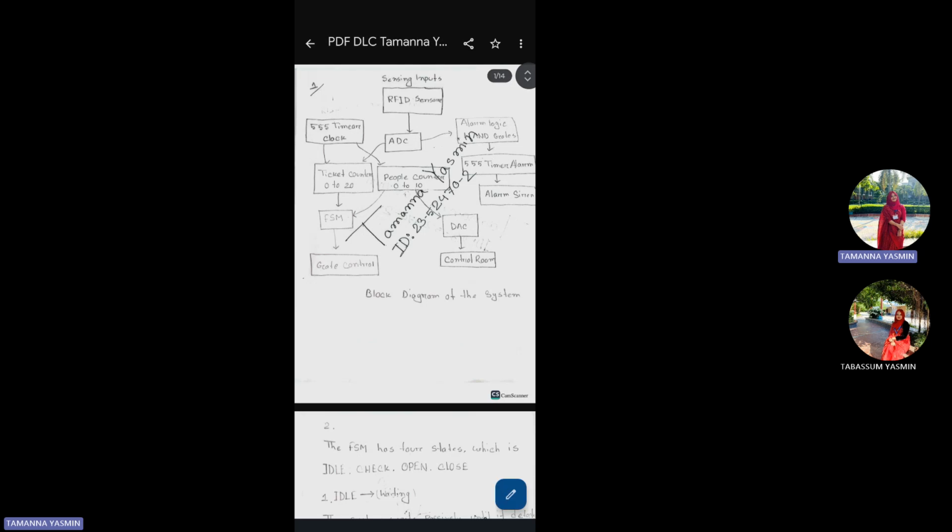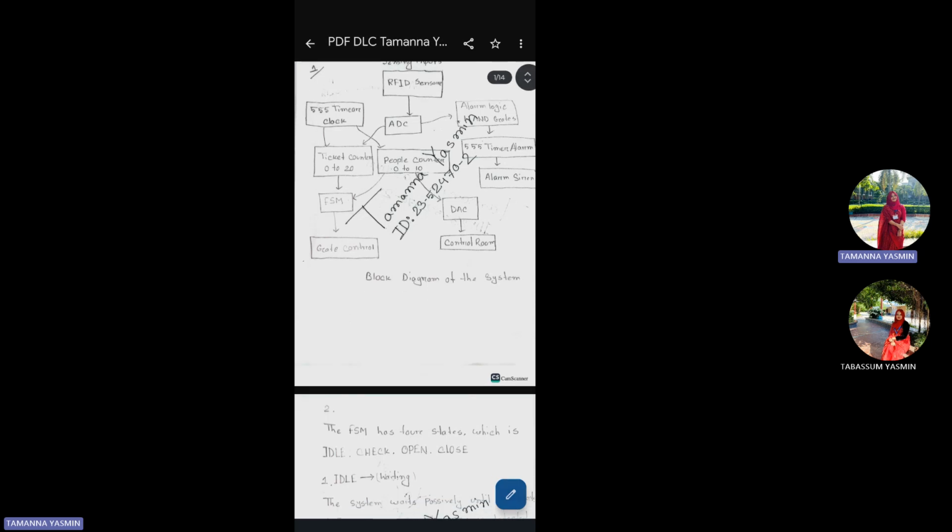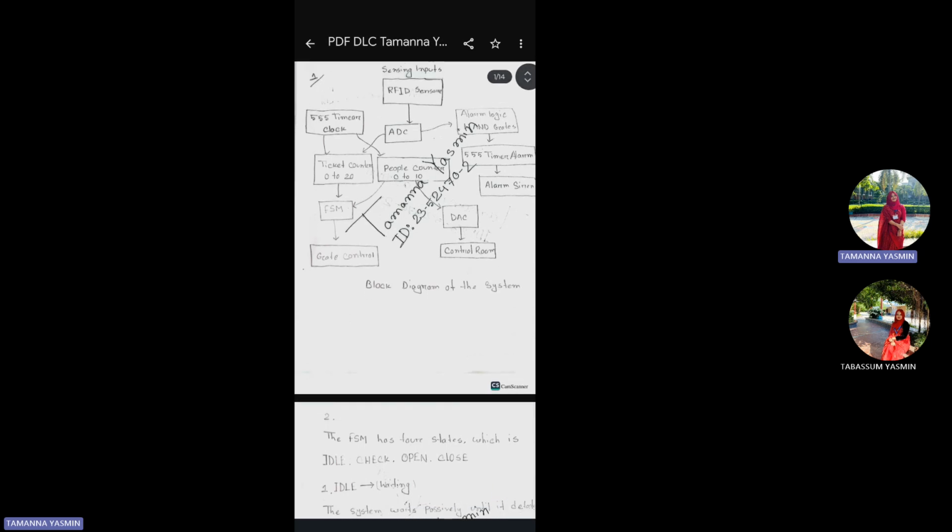The counter's value is crucial. It sends a DAC to convert back to an analog voltage for the control room display, and it is the primary input for the finite state machine, or FSM. The FSM is the brain of the operation. It uses the counter value to decide whether to keep the gate open or closed between IDLE, check, open and close states. Finally, the 555 timer provides the clock to synchronize everything, the FSM, and the logic, ensuring the inter-system operation is in good order.